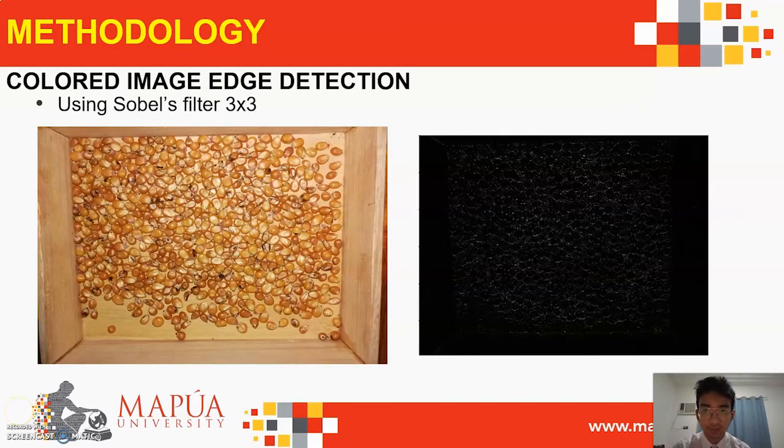So for the colored image edge detection, the image on the left is the captured image from the top view of a sample, while on the right is the image that has been modified using Sobel's filter. We apply the colored image edge detection to be able to differentiate the types of damage based on their color externally. By using Sobel's 3x3, we were able to achieve proper filtering in order to accurately determine what type of damage the sample has.